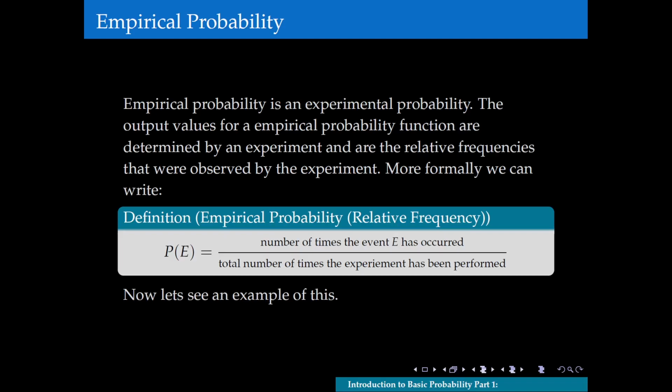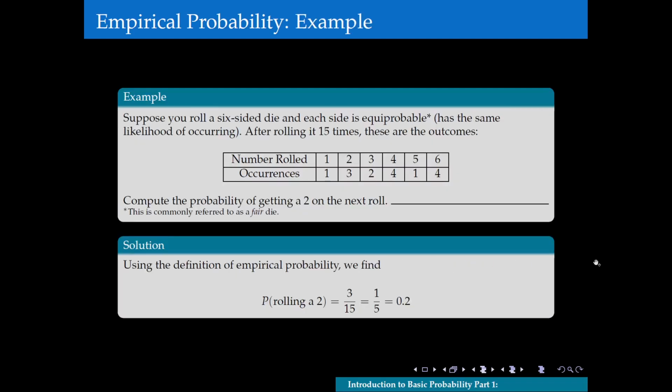Now let's see an example of this. So suppose you roll a 6-sided die. Each side is equiprobable. Now, equiprobable simply means that every outcome is equally likely to occur.